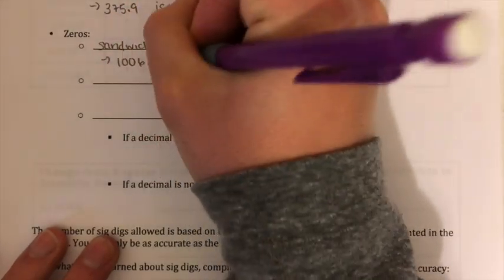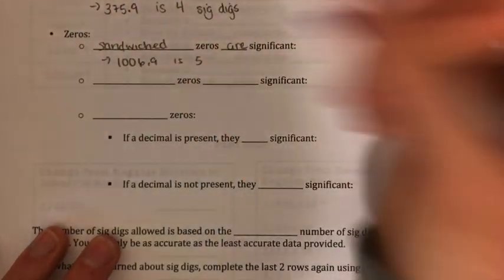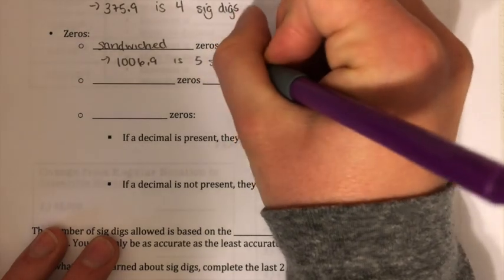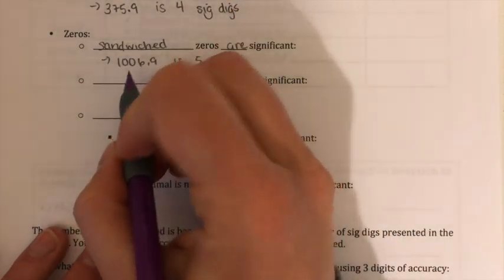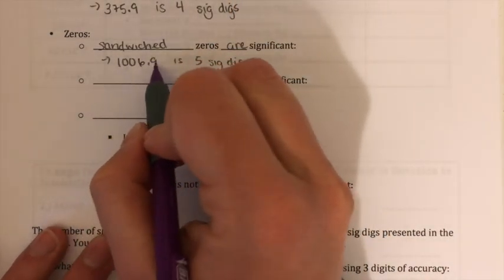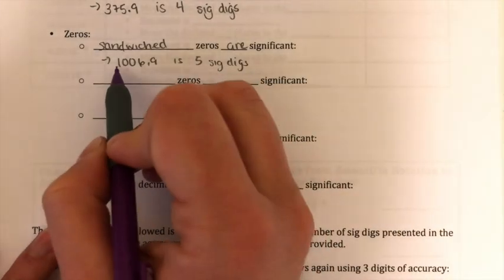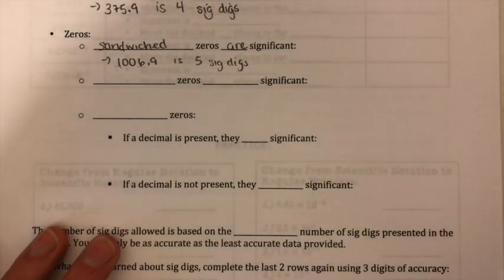So for example, 1006.9 is 5 significant digits, because all of those numbers count. 1, 2, 3, 4, 5. Okay, and it's sandwiched in between two non-zero numbers.